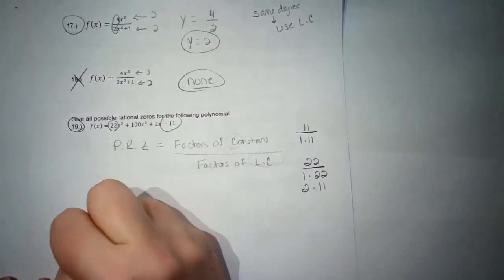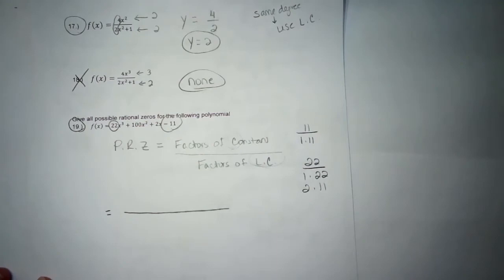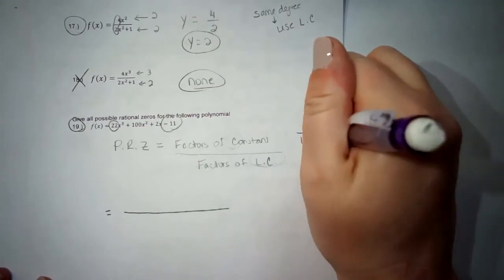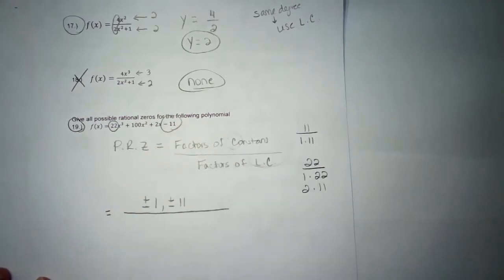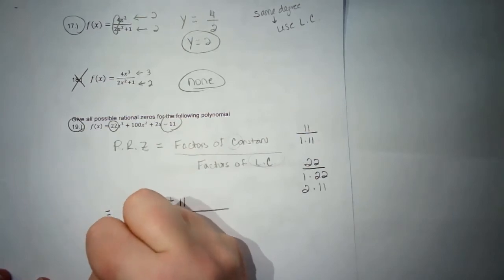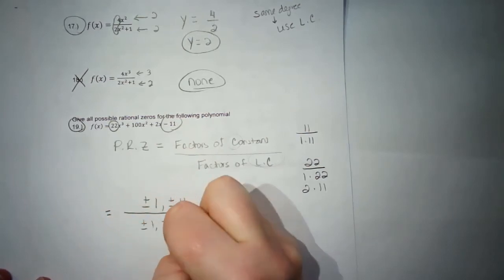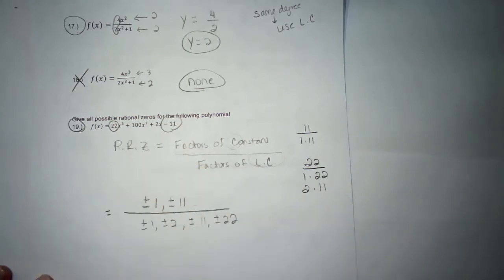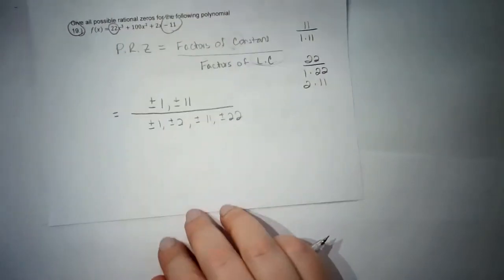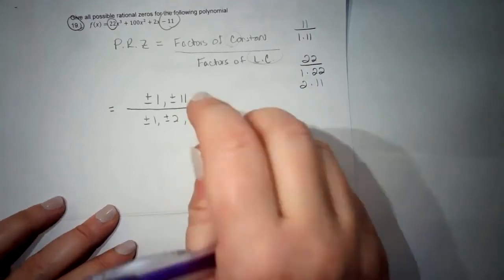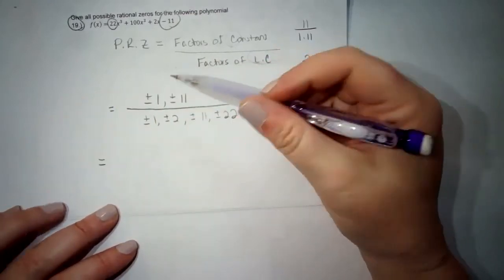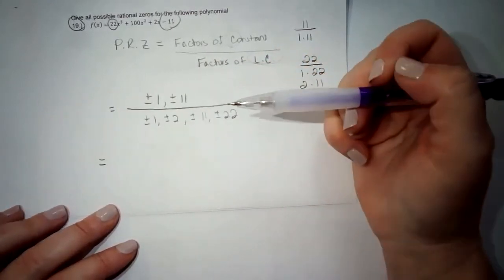Okay, here we go. In my numerator, I want plus and minus every factor of the constant, so plus and minus 1, plus and minus 11. That's it. In my denominator, I want plus and minus every factor of the leading coefficient, and I'm going to put them in numerical order. I'm not just going to throw them in there willy-nilly. Now you're going to have to clean it up. That's not going to be a choice. You can't just say, oh, look, I could cancel this one and this one. You can't do that.